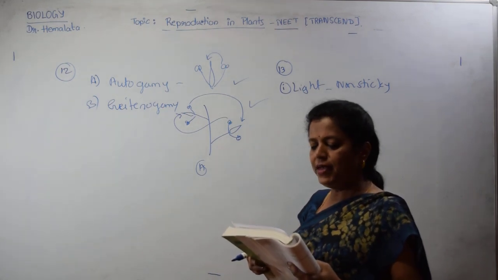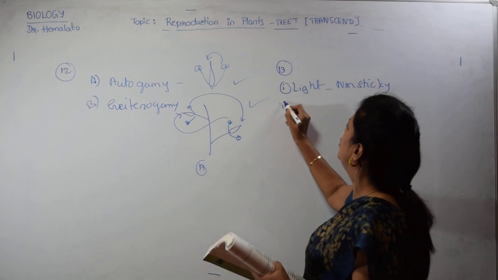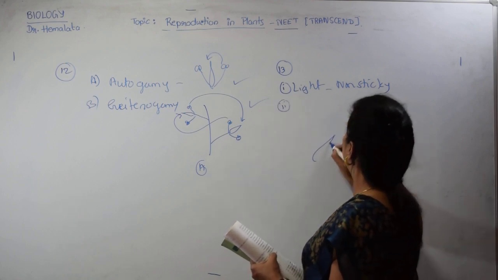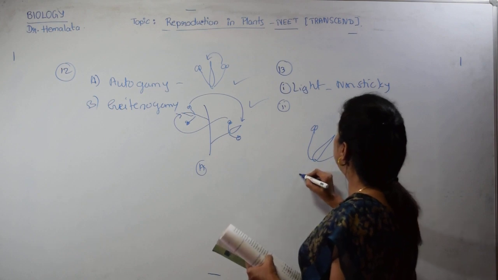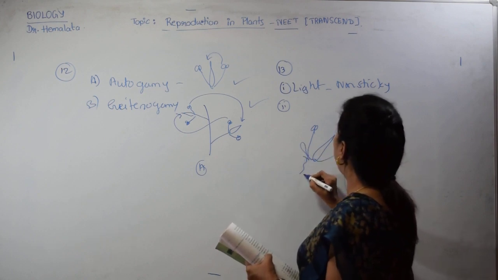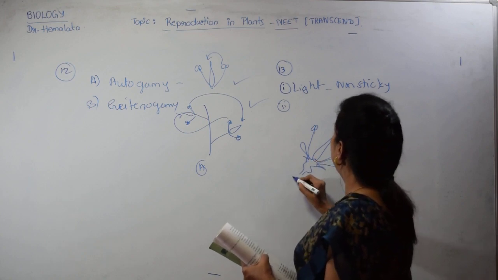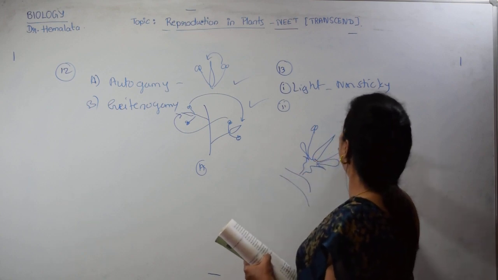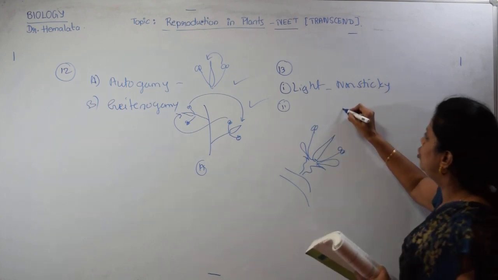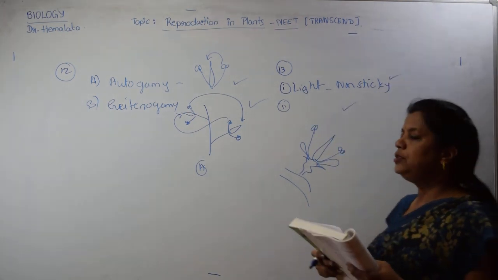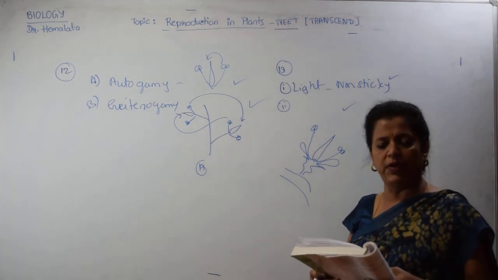The second one says exserted stigma and anthers. So if this is the flower, the stigma and anthers are exserted out, right? They are moving out. They are not within the floral structure. So this is the plant, these are exserted out. This is the exserted stigma and the anther. This is also correct. Both of them are characteristics of anemophilous flowers.